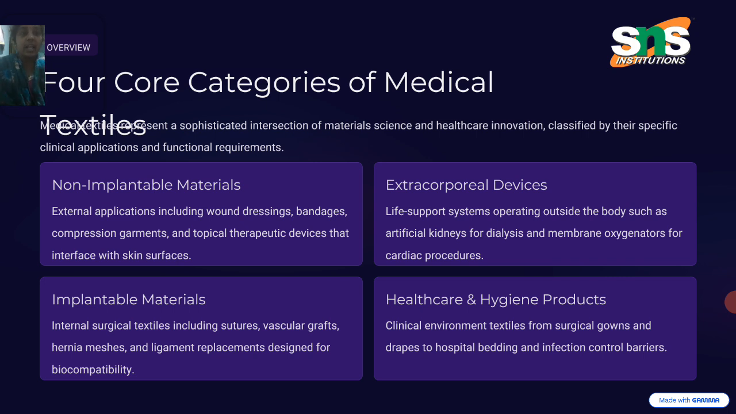And the fourth one is healthcare and hygiene products: clinical environment textiles from surgical gowns and drapes to hospital bedding and infection control barriers. The garments used while treating patients, the garments patients wear, and the materials used in bedding, draperies and curtains in hospitals are mainly healthcare and hygiene products. Those are the main 4 core categories of medical textiles.